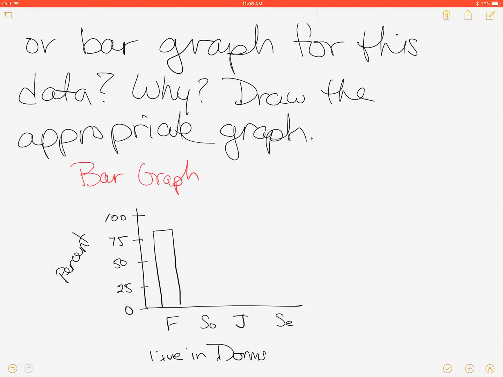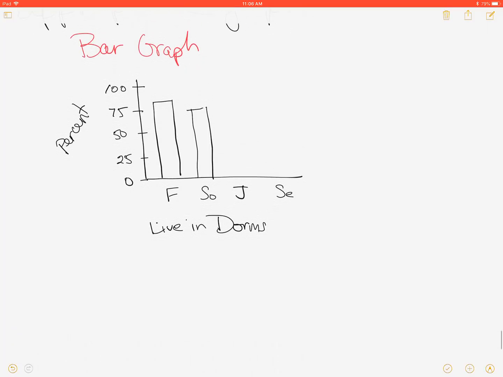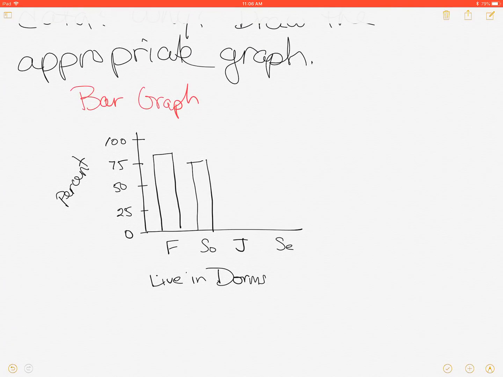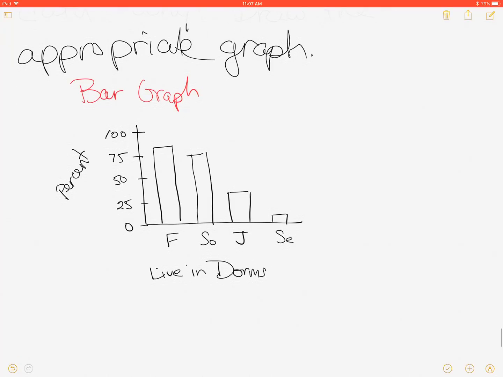Sophomores are 73. Oh, that one's easy. It's just a little bit below 75. 30% for juniors. That's going to be a tad above the 25. And seniors is 4%. That's going to be barely up there at all. That might even be too big, but that's okay. I don't care. And because it's convenient, I can add some color.